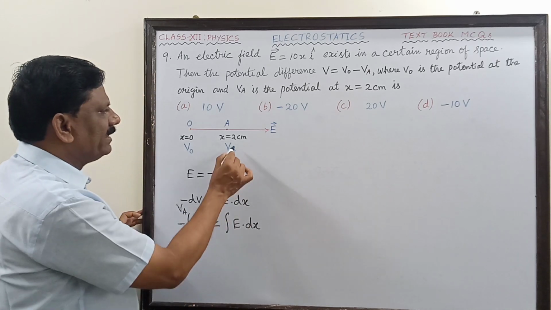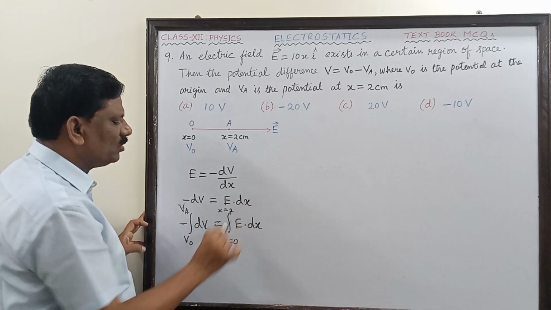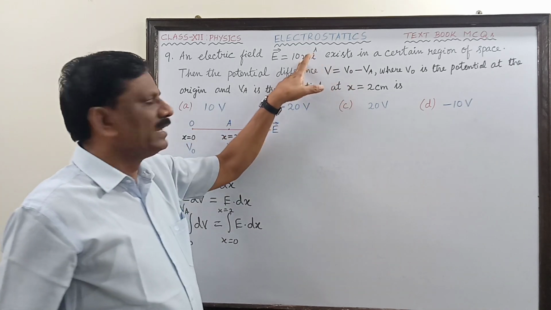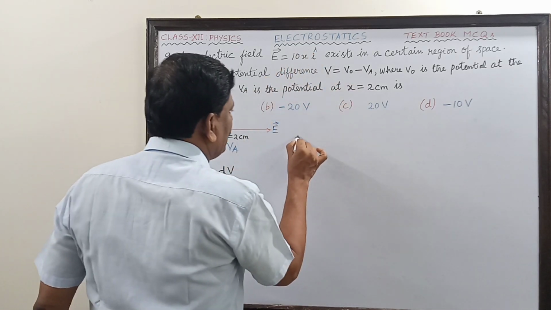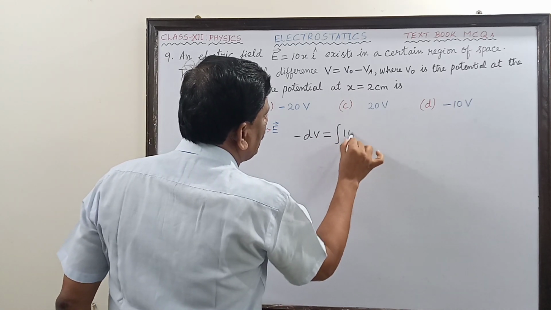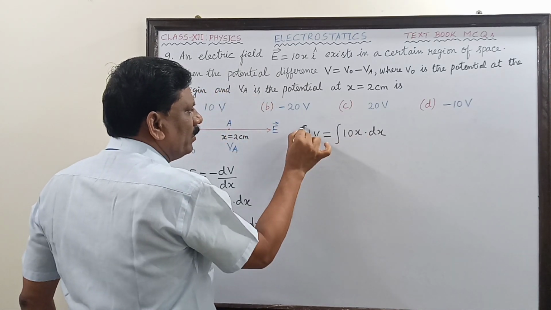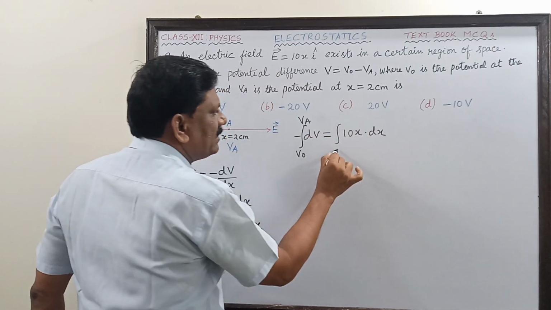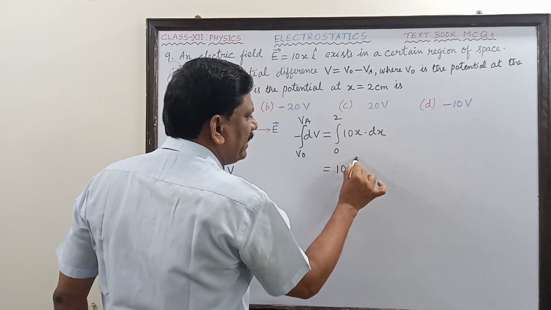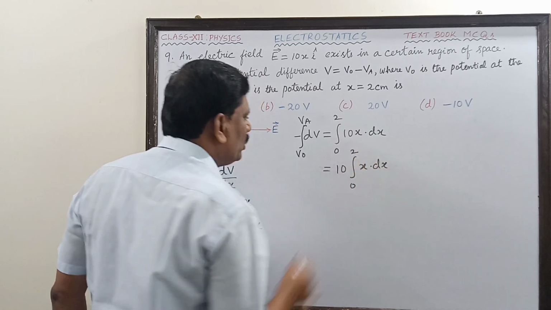And for the right hand side, x is equal to 0 up to x equal to 2 centimeter. E is to be substituted equal to what? 10x. So minus of dV is equal to integral of 10x into dx. This integral is VO to VA, and this is 0 to 2. So this is once again equal to 10 into integral of x dx, and the limits are 0 to 2.